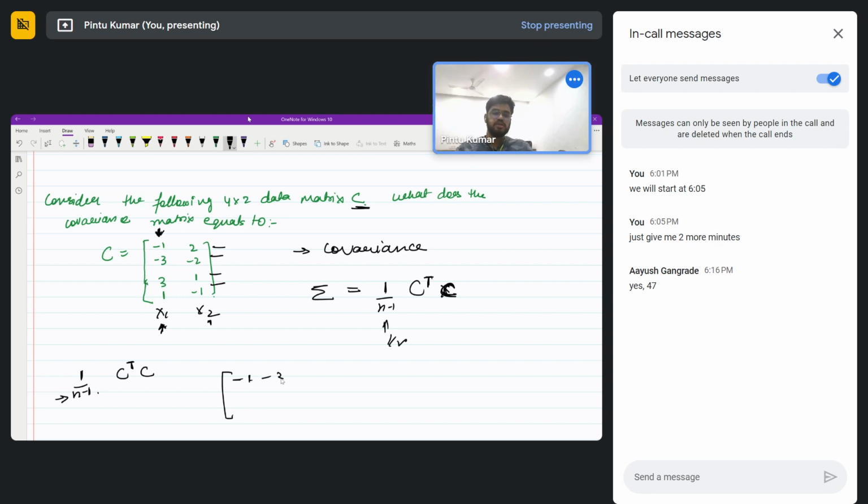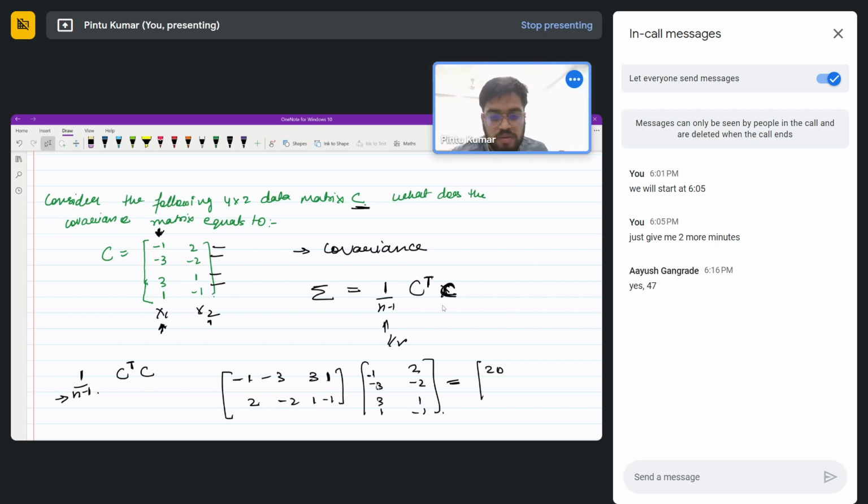This is minus 1, minus 3, 3, 1, times 2, minus 2, 1, minus 1 again with the matrix. So you can calculate alongside me. The first element would be 1 plus 9, this is 10. Again, this is 20. The second element is minus 2 plus 8. If I make some calculation mistakes, please let me know.